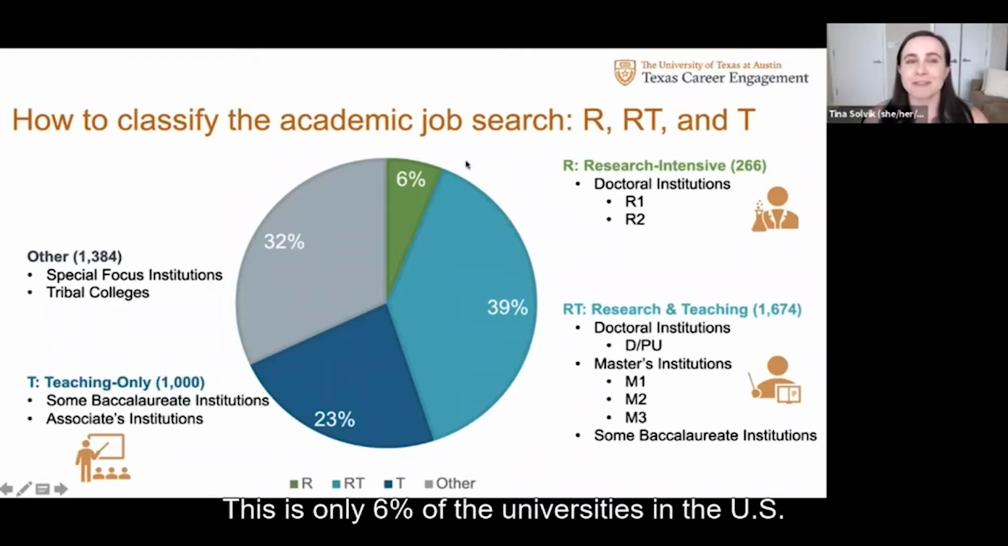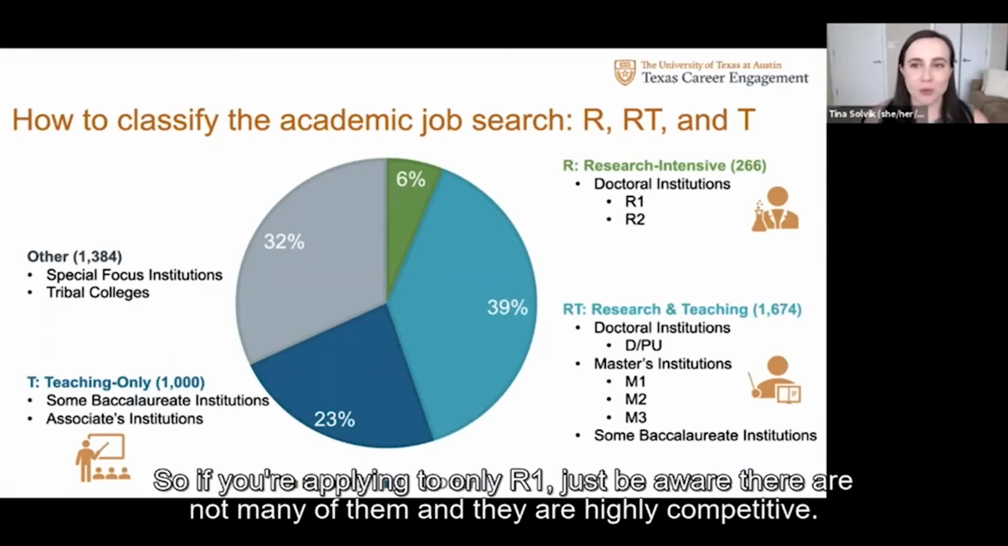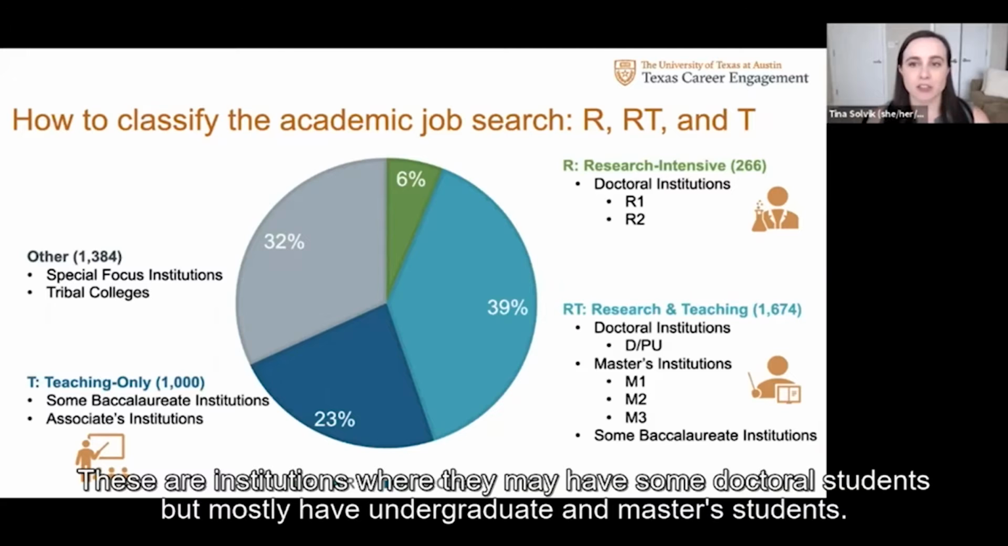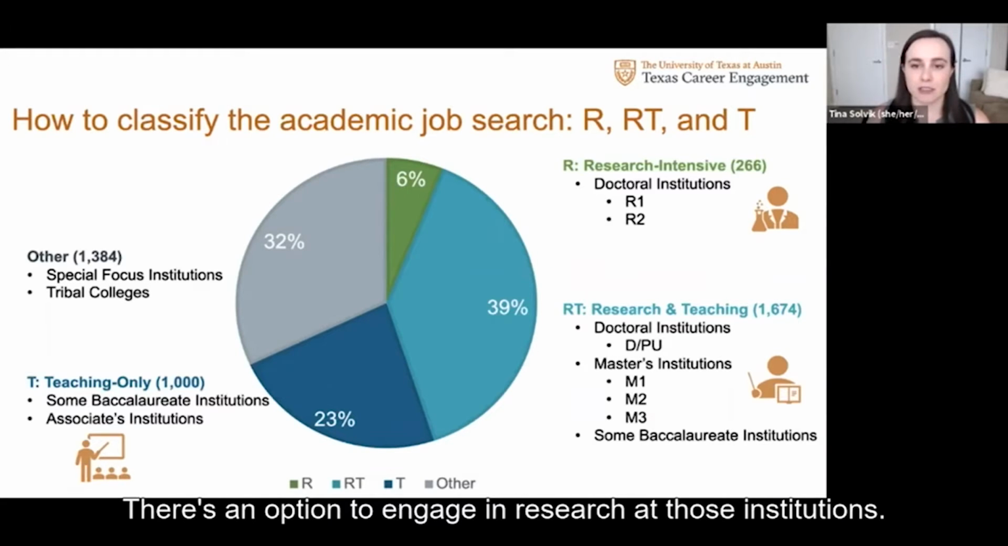So if you're applying to only R1, just be aware that there are not many of them and they are highly competitive. There are more teaching opportunities at RT institutions, which are a combo of research and teaching. So these are institutions where they may have some doctoral students, but they mostly have undergraduate and master's students, and there's an option to engage in research at those institutions.